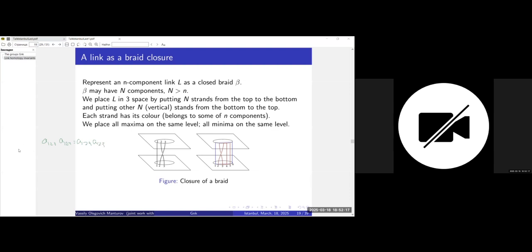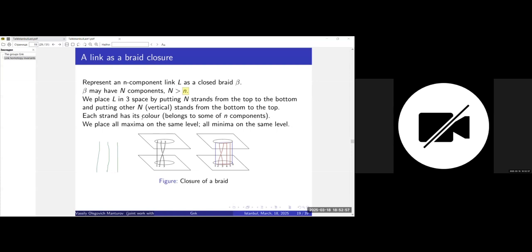Then how do we solve this problem? Well, actually, the idea of my work with Igor Nikonov is as follows. I consider a braid on n strands, small n strands, like here. So here we have three strands, and I close it by three additional strands, which are vertical. So this is a standard closure of a braid. So three initial strands and three additional strands.